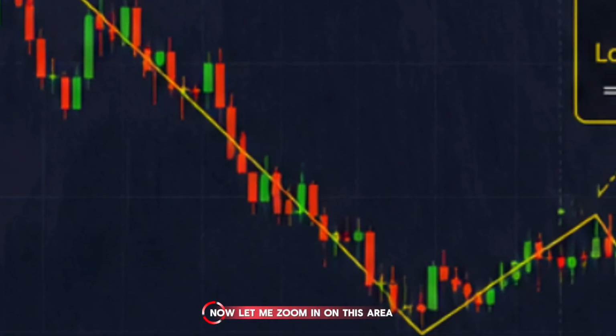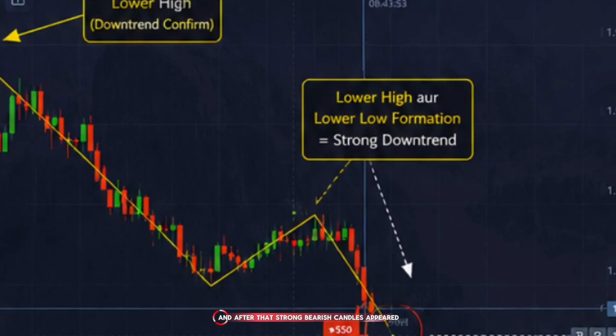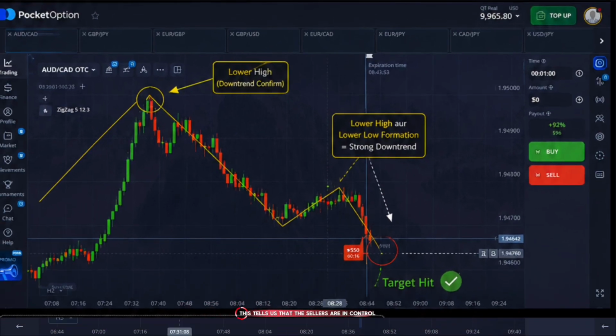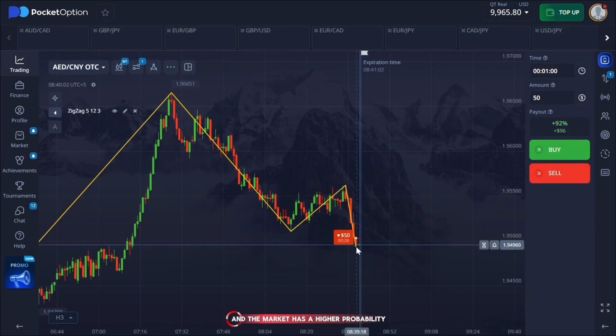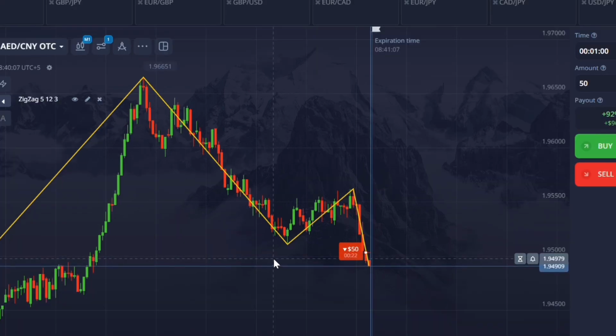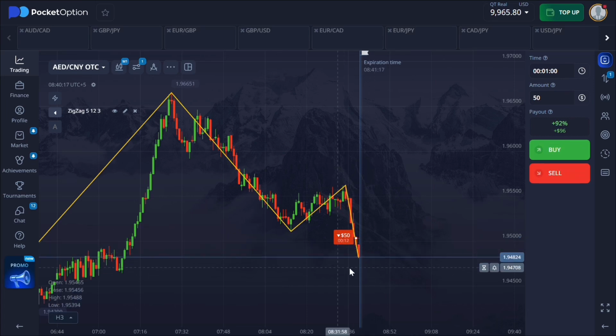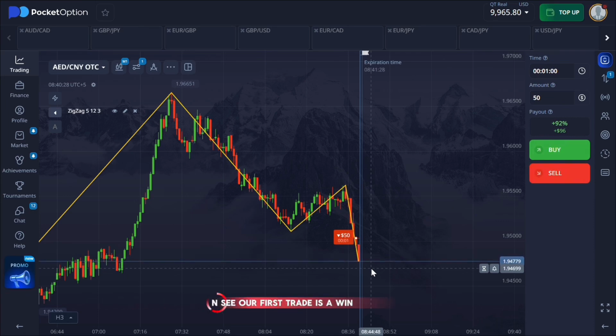Now let me zoom in on this area. You can clearly see that the market created a lower high, and after that strong bearish candles appeared. This tells us that the sellers are in control, and the market has a higher probability of moving downward. Now let's wait for the result. As you can see, our first trade is a win.